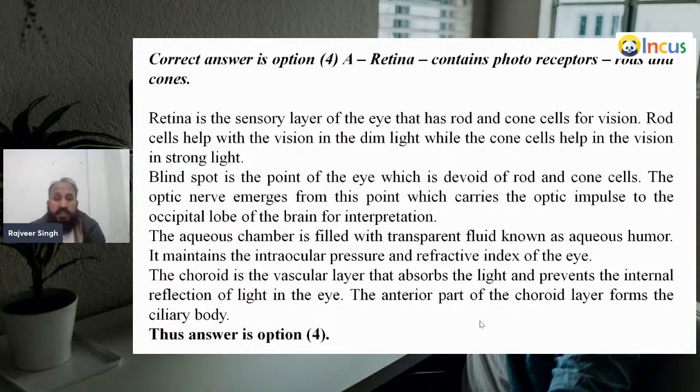The aqueous chamber is filled with the transparent fluid known as the aqueous humor. It maintains the intraocular pressure and refractive index of the eye. The choroid is the vascular layer that absorbs the light and prevents the internal reflection of the light in the eye. The anterior part of the choroid layer forms the ciliary body. So answer will be fourth.